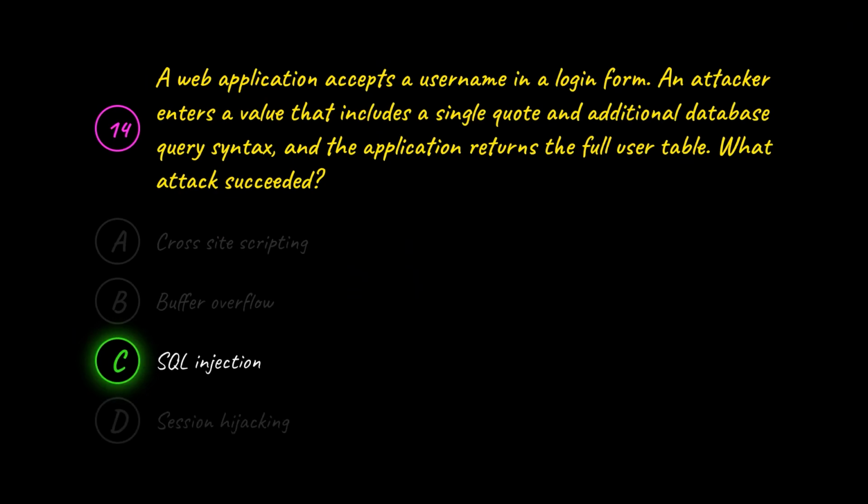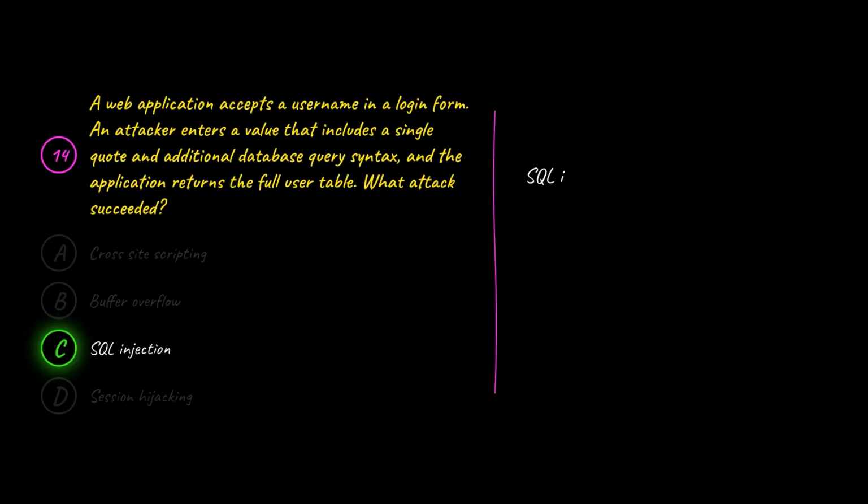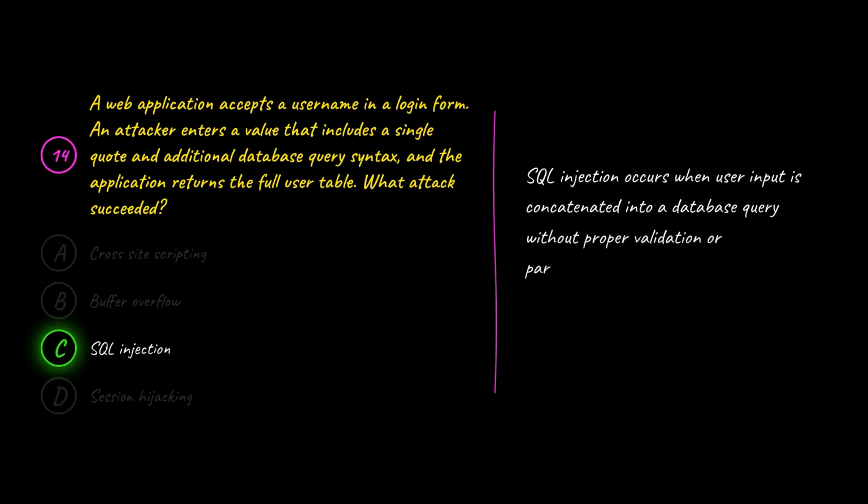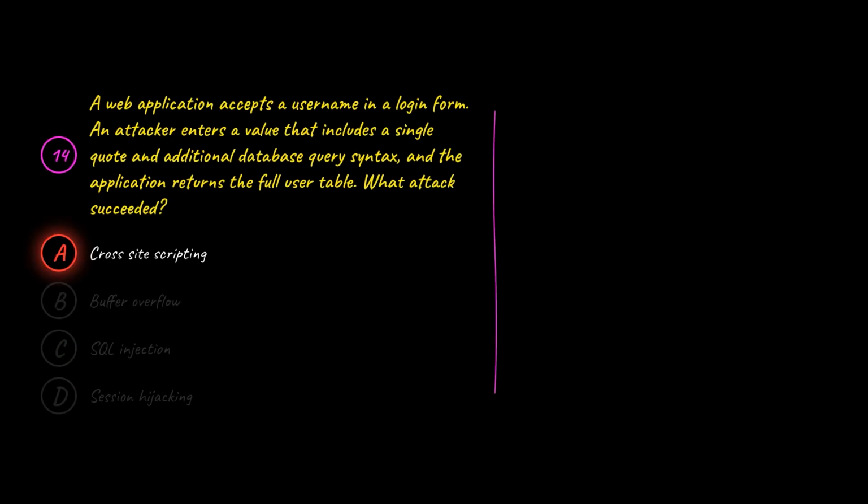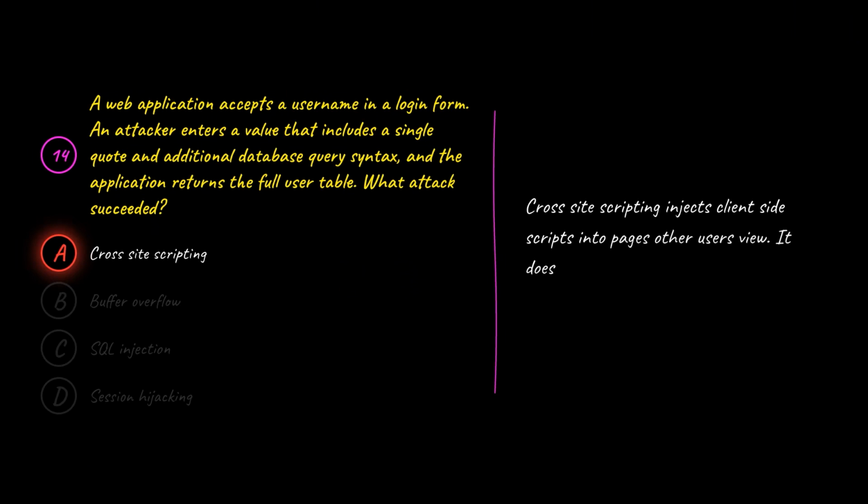The correct answer is C. SQL injection. C is correct because SQL injection occurs when user input is concatenated into a database query without proper validation or parameterization. A single quote followed by query keywords can break out of the intended statement and return arbitrary data. A is wrong because cross-site scripting injects client-side scripts into pages other users view. It does not directly query the backend database.